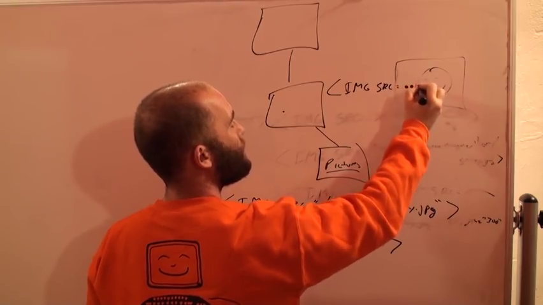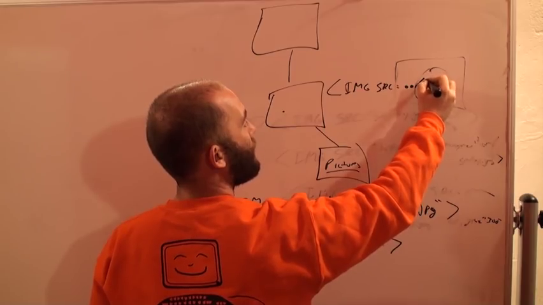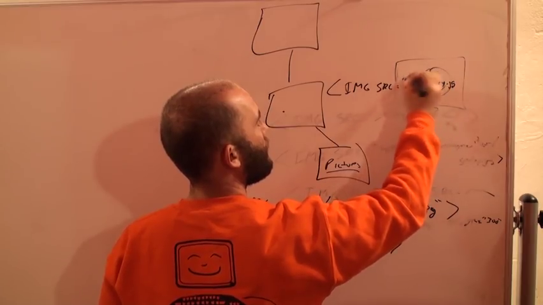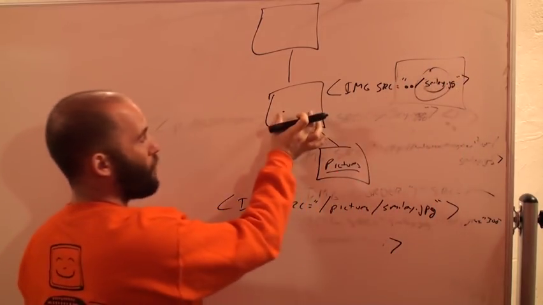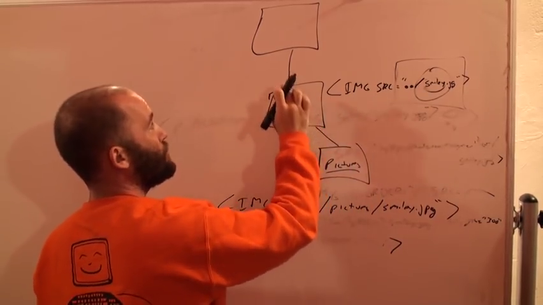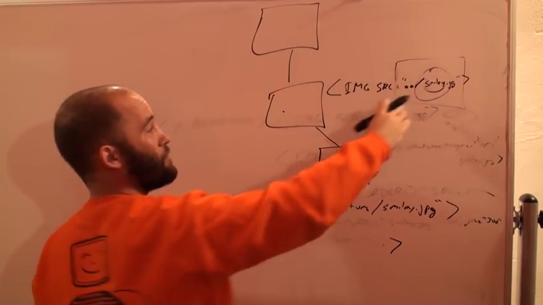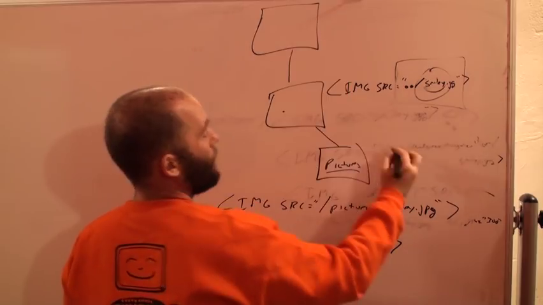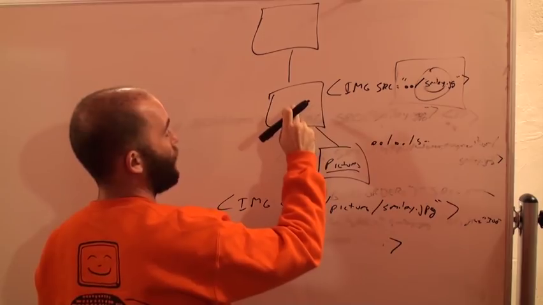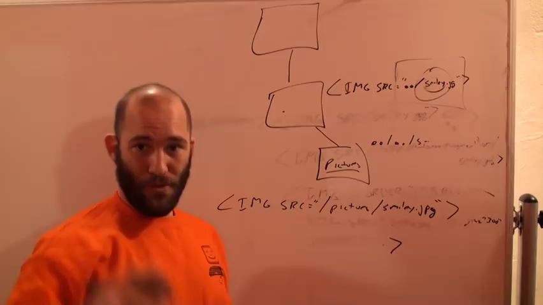dot dot, backslash, and then the smiley. So if your web page is here, this tells the HTML to go to the folder one up from you and get the smiley picture from there. So if you need to go two up, you could do dot dot slash dot dot slash smiley. That would say go from this folder to the next folder up to the next folder up. That's how you get to higher folders.